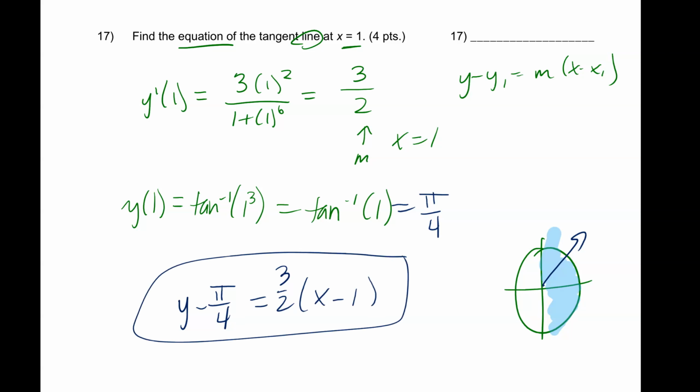Tangent is sine over cosine. So when tangent equals 1, that means sine of the angle has to equal cosine of the angle. Sine and cosine are only the same at a 45-45-90 triangle, aka 45 degrees, just pi over 4.